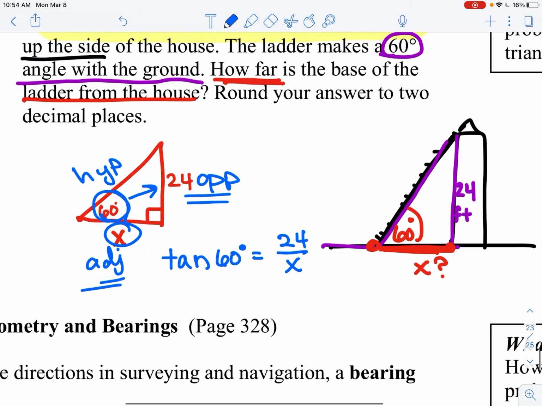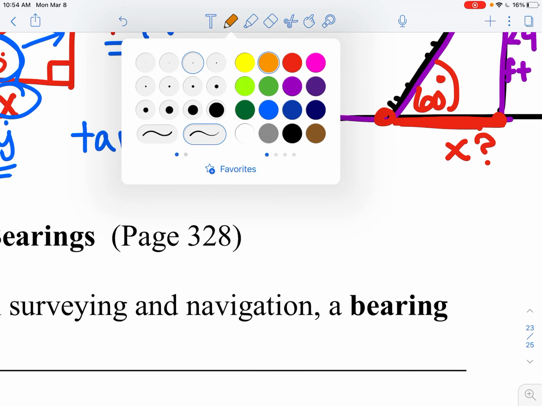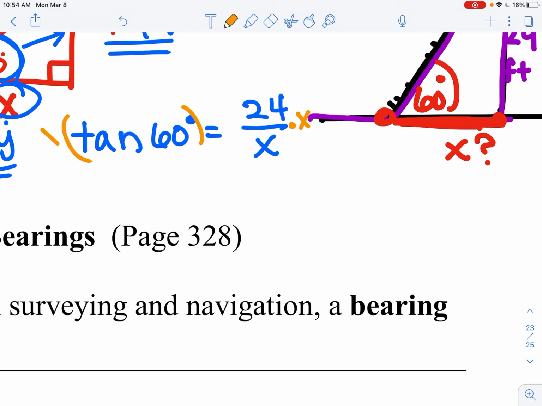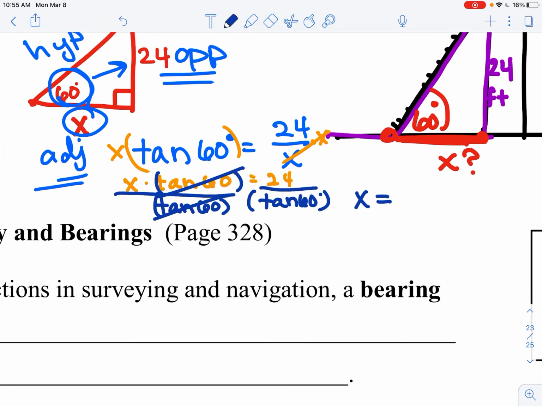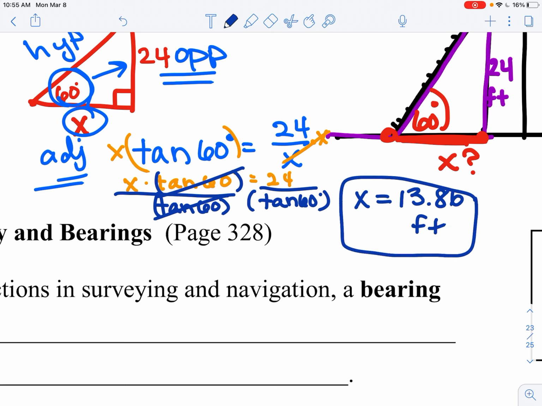And now we're going to solve for x. So solving for x means I'm going to need to multiply by x on both sides. And then we've got x times the tangent of 60 equals 24. And now we're going to divide by the value of tangent 60 on both sides. And this will cancel, and we end up with x equals approximately, put it in your calculator, round it to the nearest second decimal place, 13.86 feet. Okay, and then there are 2 very, very similar to that in your homework on numbers 19 and 21 in your practice problems.